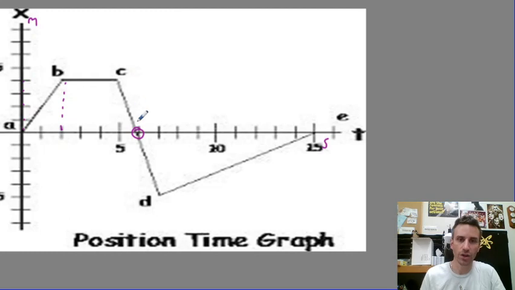Right there, it is crossing the 0 position. It's not changing its speed or velocity, anything like that. It's just simply crossing that line. It's just a spot in the room that maybe the person's crossing back over.